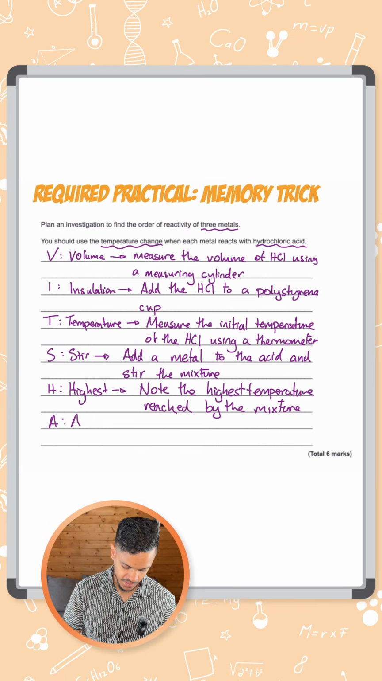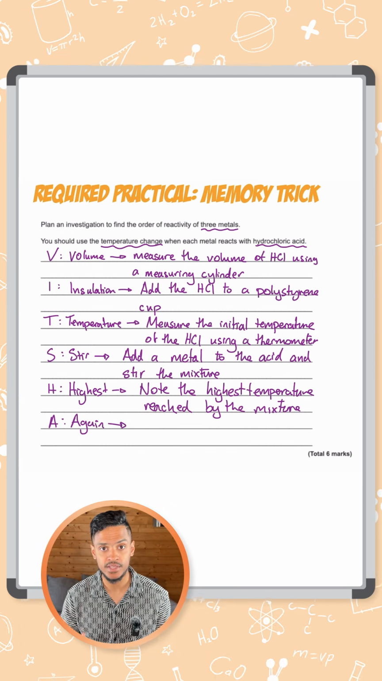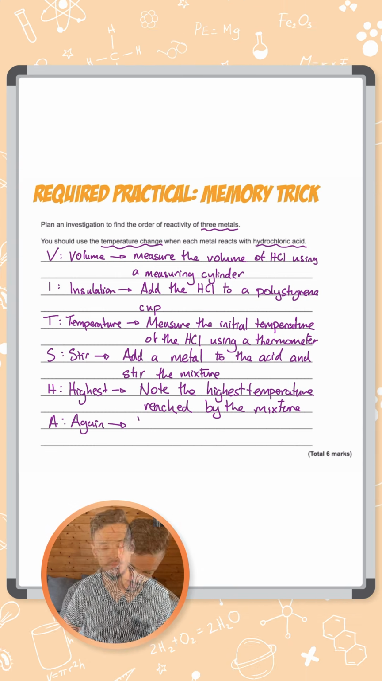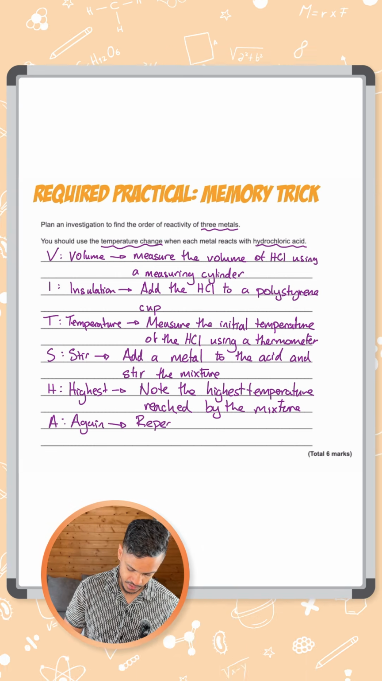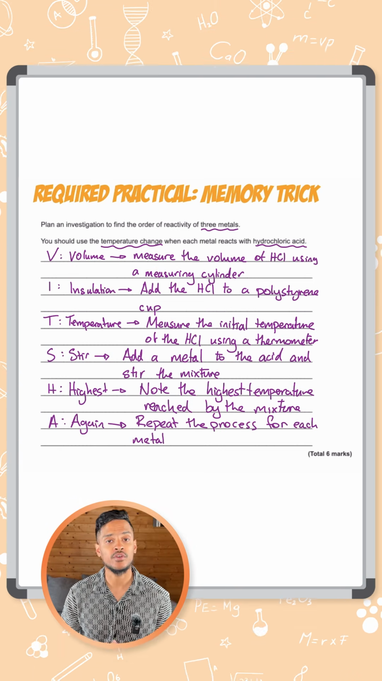The A is for again, basically reminding you to repeat this process. We've got 3 different metals here, so you need to keep doing it for each metal. So we can say repeat the process for each metal, and we need to talk about the control variables here.